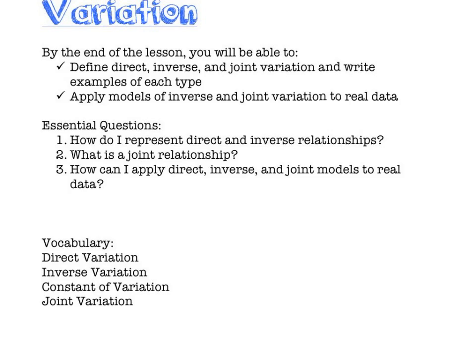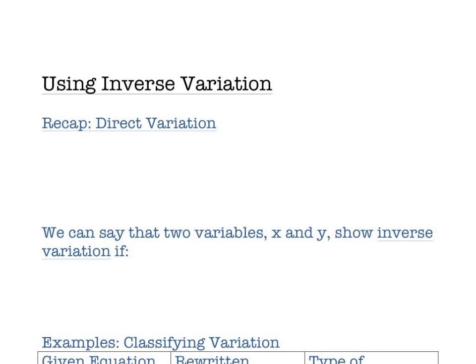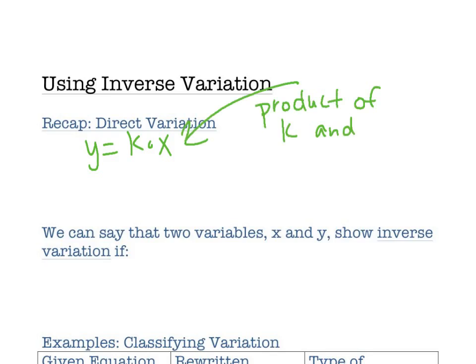First, let's define different types of variation. Direct variation should be a review from Algebra 1. But direct variation, we represent that by this equation: y is equal to some constant k times x, or this is the product of k and x. Generally, if we look at a graph of direct variation, it would look like this. So as x increases, y increases also.